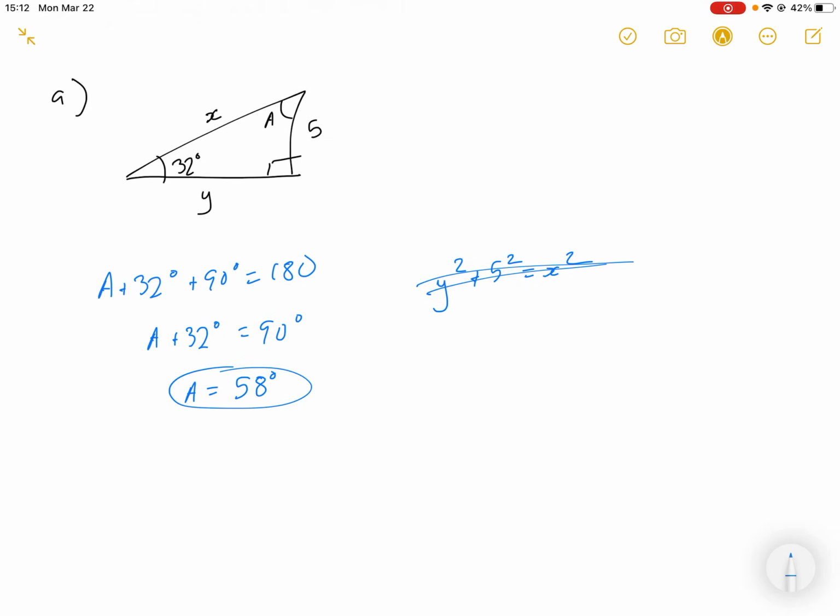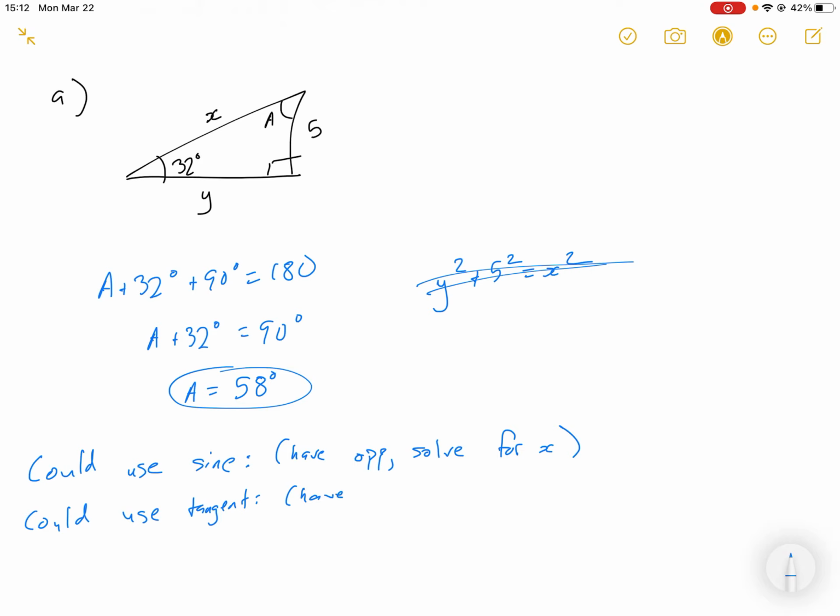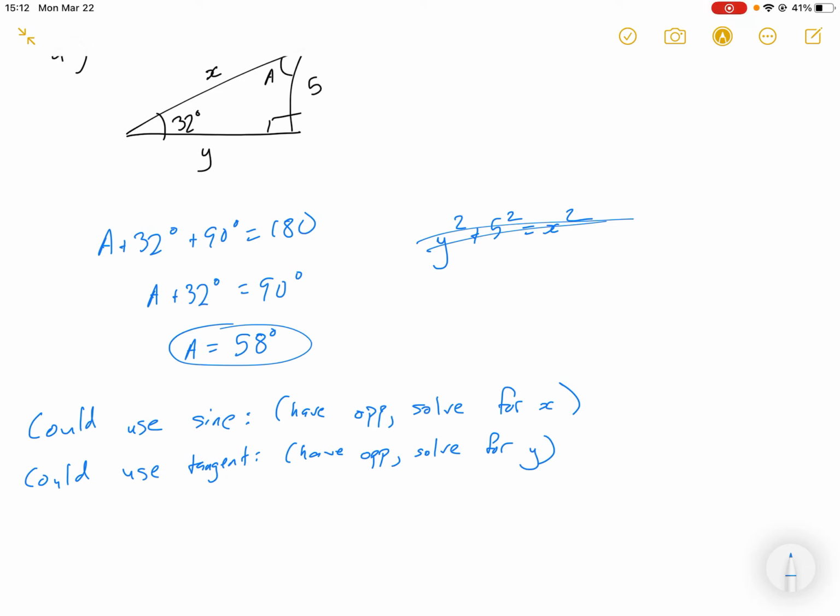So there's a couple of different options. I could use sine because I have the opposite, and then I would solve for the hypotenuse, which is x, or we could use tangent, because we have the opposite, and then that would let us solve for the adjacent side, which is y. So it really doesn't matter what you want to do. I'll probably just use sine in this case just to solve for x, but just know that you could do either one.